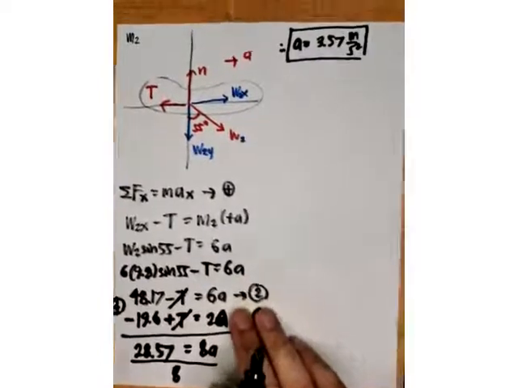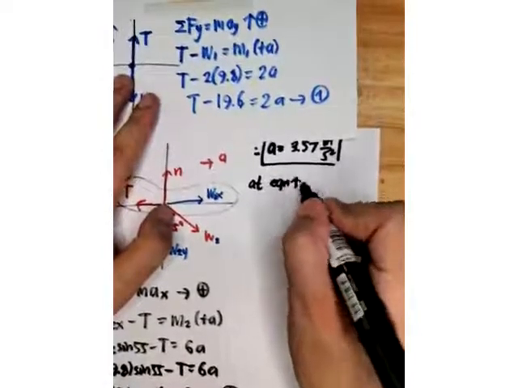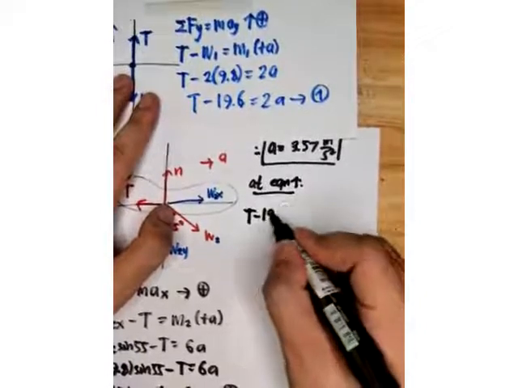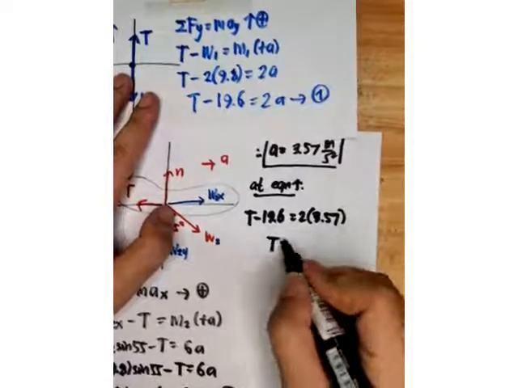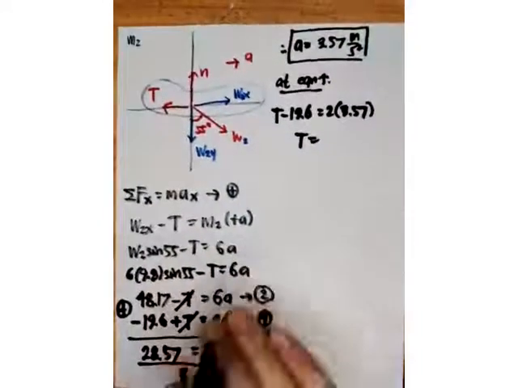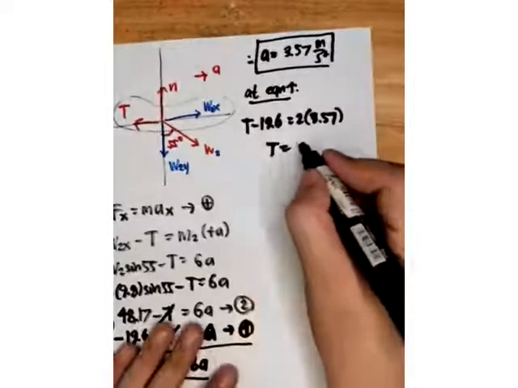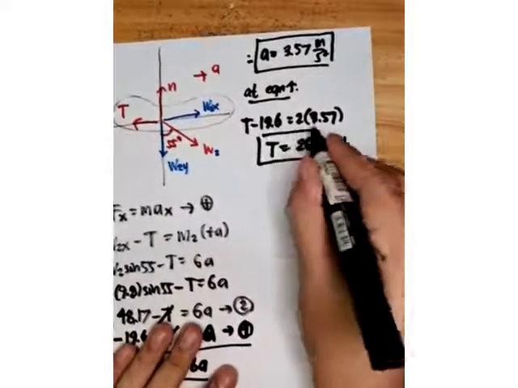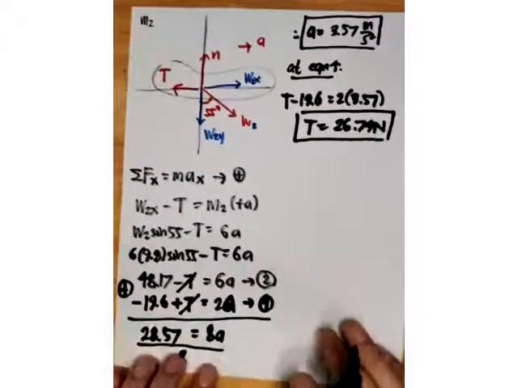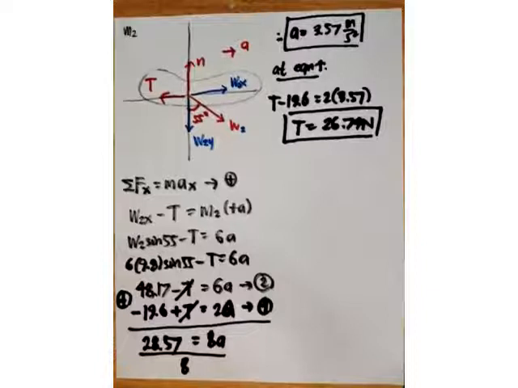For the tension, I will just choose equation 1. In equation 1, tension minus 19.6 is equal to 2 times 3.57. So what is the tension? Multiply, and then transpose the 19.6. It's 26.74. That is the acceleration and the tension.